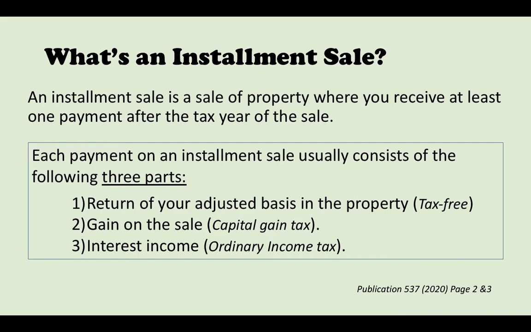Each payment of an installment sale usually consists of the following three parts: the return of your adjusted basis in the property, which is tax-free. The second is the gain on the sale, which is taxed as capital gain. The third is the interest income, which is taxed as ordinary income. We're going to talk about how this is calculated.